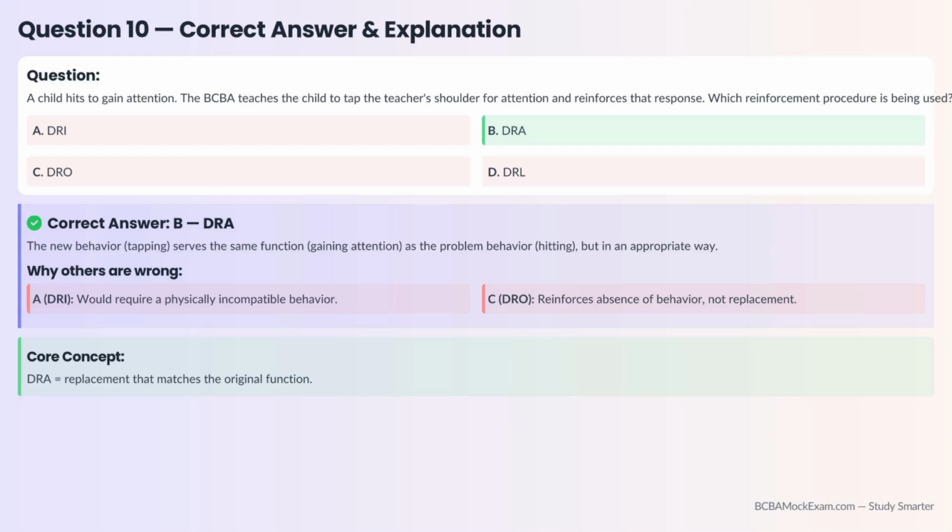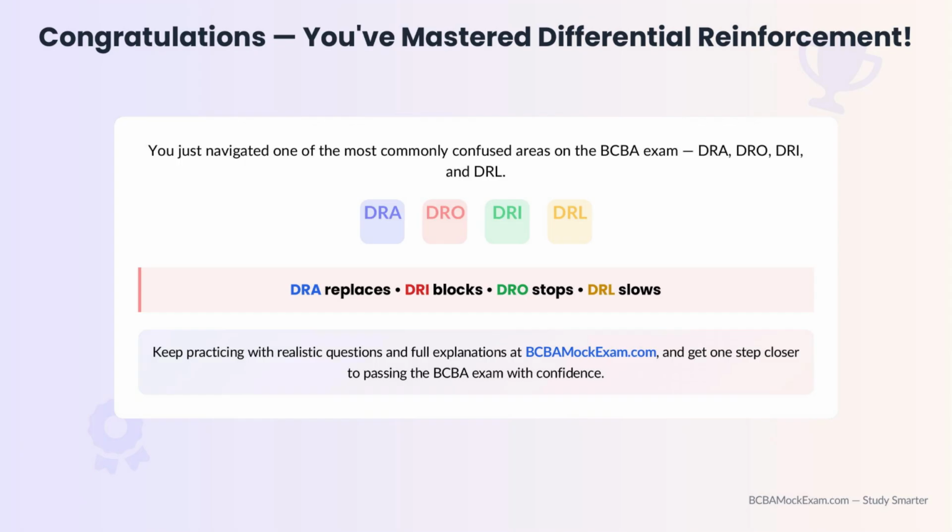So, again, whenever a new behavior is taught that gives the learner the same payoff in a safer or more appropriate way, that's DRA. We've just walked through 10 exam-style questions that force you to discriminate among DRA, DRI, DRO, and DRL in real scenarios. Remember our shorthand. DRA replaces the behavior with a functionally equivalent alternative. DRI blocks it with an opposite behavior. DRO stops it by reinforcing zero occurrences within a time window, and DRL slows it by reinforcing lower rates.